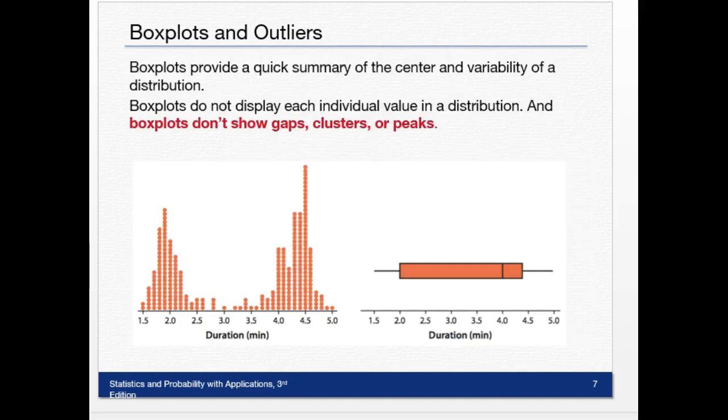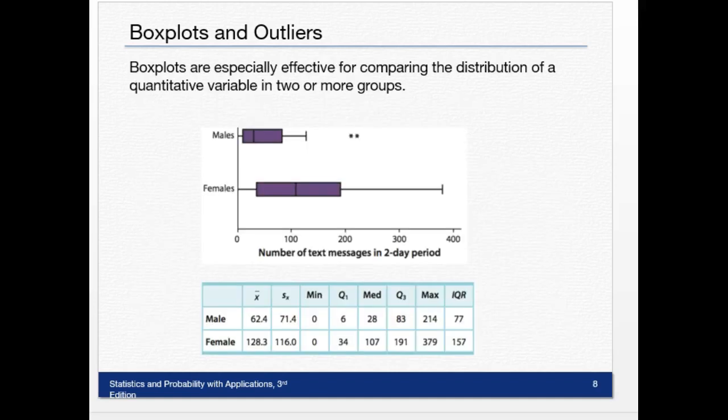Now, box plots provide a quick summary of the center and the variability of a distribution. They do not display each individual value in the distribution. They don't show gaps, clusters, or peaks. So there is a downside to box plots, but we tend to use them quite a bit because they are a good summary visual of a set of data.